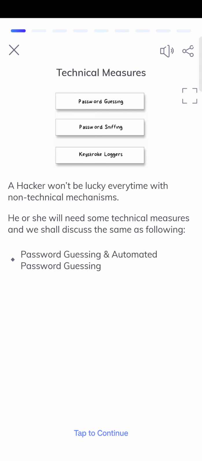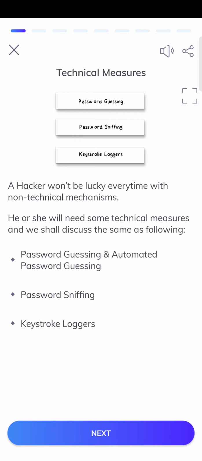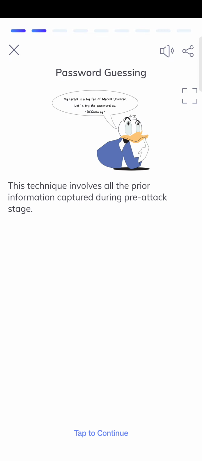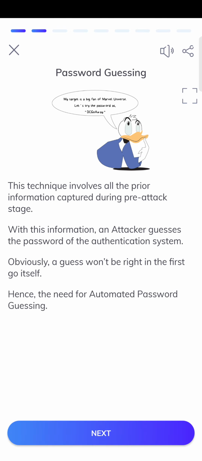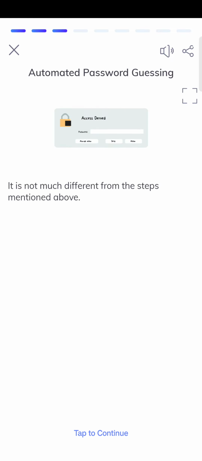Password guessing and automated password guessing. Password sniffing. Keystroke loggers. This technique involves all the prior information captured during the pre-attack stage. With this information, an attacker guesses the password of the authentication system. Obviously, a guess won't be right in the first go. Hence, the need for automated password guessing. It is not much different from the steps mentioned above.